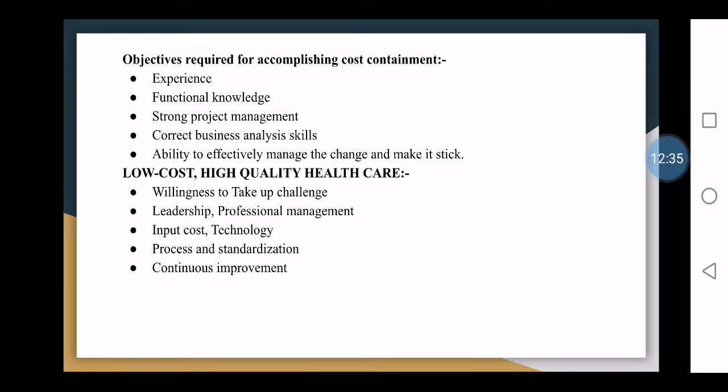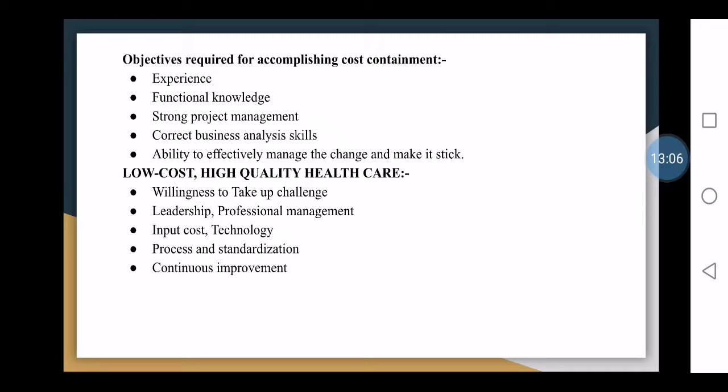The objectives required for accomplishing cost containment. For cost containment, we need experience, a proper experience. If you have been in the health economics field for a long time and worked along with hospitals and that particular sector, then only will we be able to know how we can maintain cost containment. In any field it is like that. Experience makes us masters.